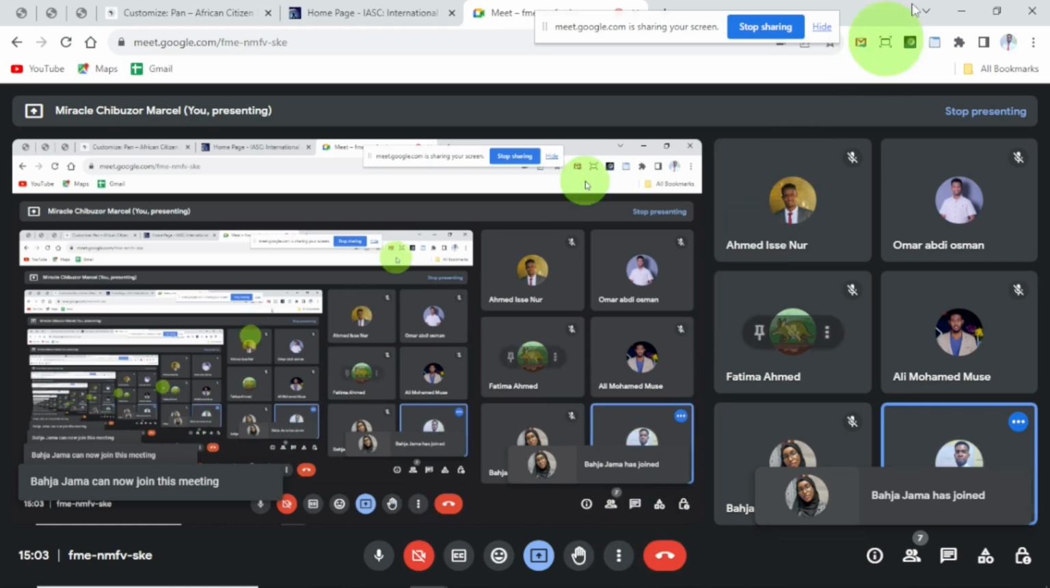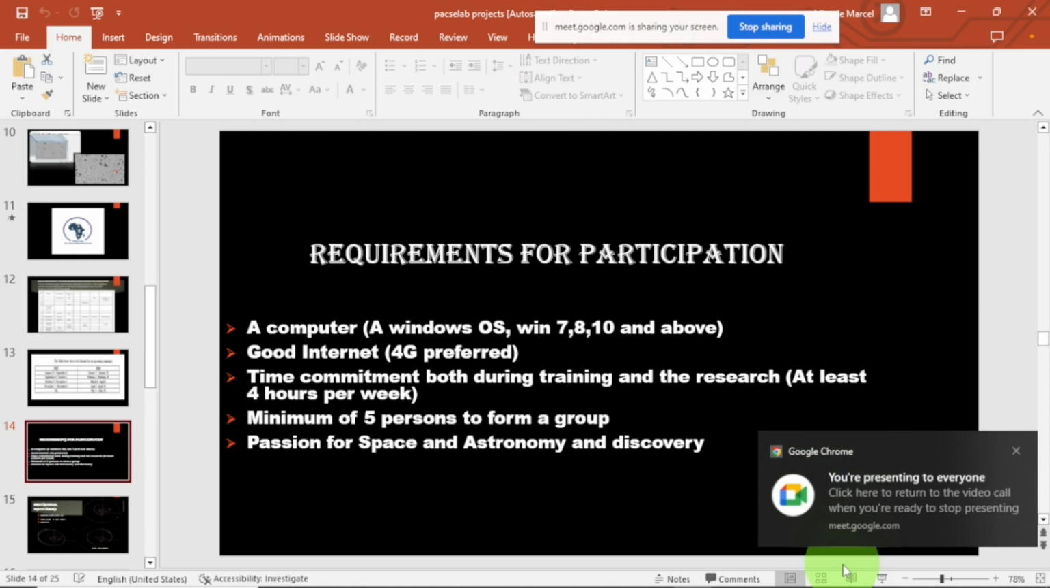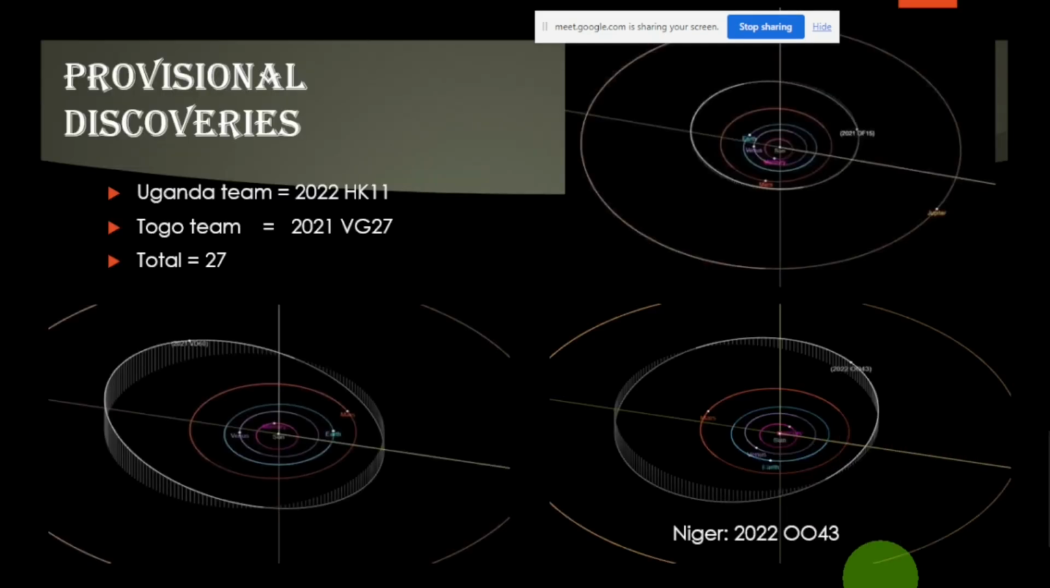So back to the presentation. So this is the end for the planetary defense. Okay, these are some of the asteroids that we have discovered so far. Like I've told you, we have been in this for the past 3 years. So these are some of the asteroids that we have discovered so far. We have discovered 27. Okay, 27 asteroids.